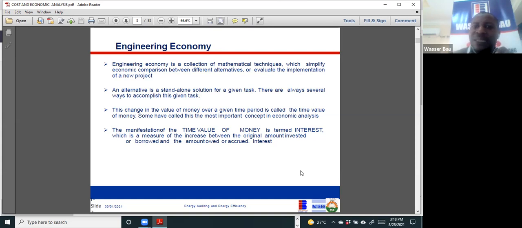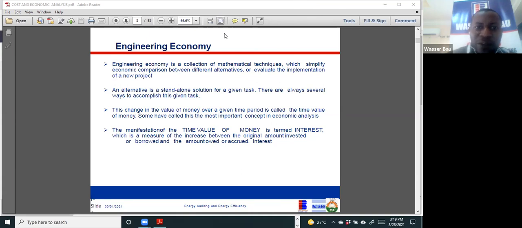An alternative is a standalone solution for a given task. There are always several ways to accomplish this given task. This change in the value of money over a given time period is called the time value of money. Some have called this the most important concept in economic analysis. The manifestation of the time value of money is termed interest, which is a measure of the increase between the original amount invested or borrowed and the amount owed or accrued.